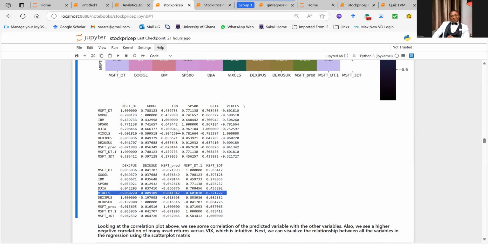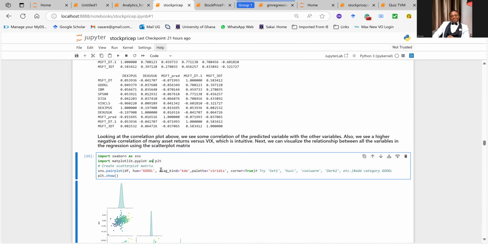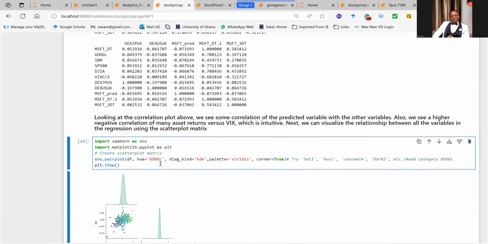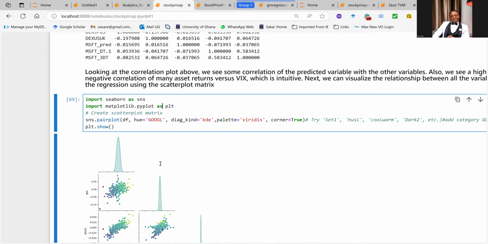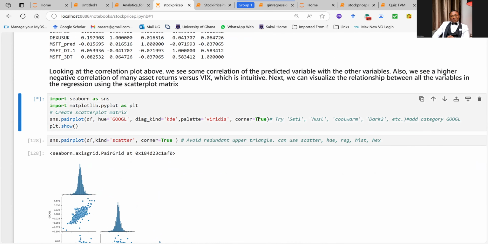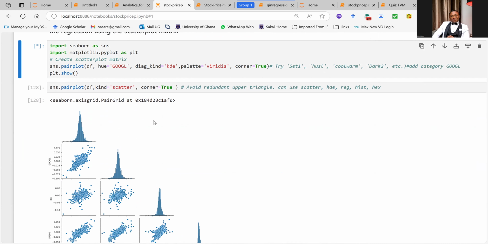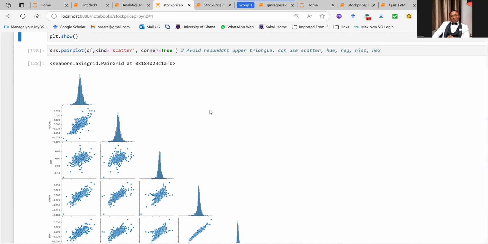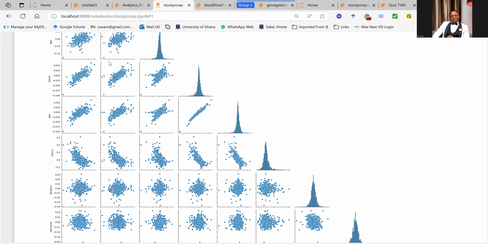The next thing is to visualize the relationship between all the variables in the scatter plot matrix. There are two ways to show your scatter plot matrix. In the previous class I said that if you indicate that corner is true, okay, it's changed the thing, but it's okay. It's going to show you not the upper diagonal. The right diagonal of the data is not going to show. But this is another way to see whether there's a positive relationship or negative.